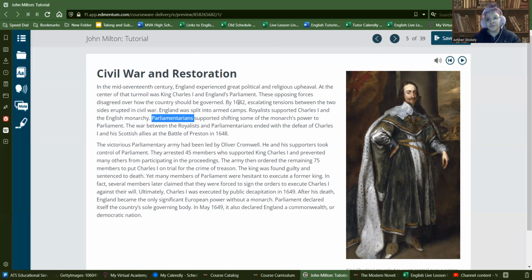So the end of this war was that King Charles was defeated, him and his Scottish allies. And they give you the name of the battle where he was defeated, the Battle of Preston in 1648. Pretty much, they explain that the parliamentary army was led by a man named Oliver Cromwell. Pretty much, he and his supporters took control of Parliament, and they arrested the people, 45 of them, who supported King Charles, and stopped a lot of people who were in the middle or who also didn't support him from participating in some of the proceedings.